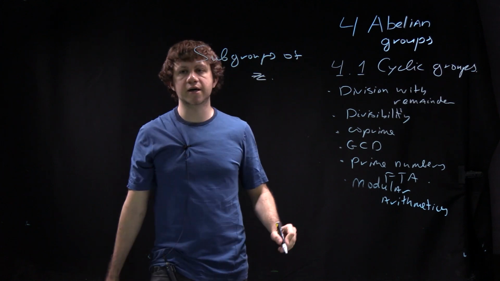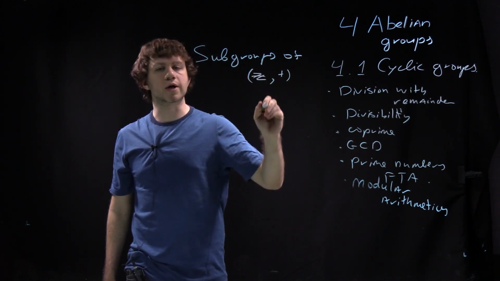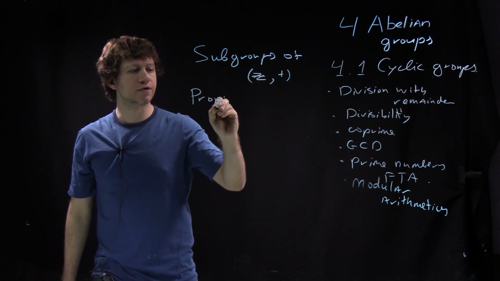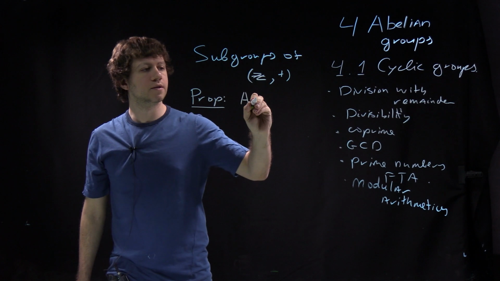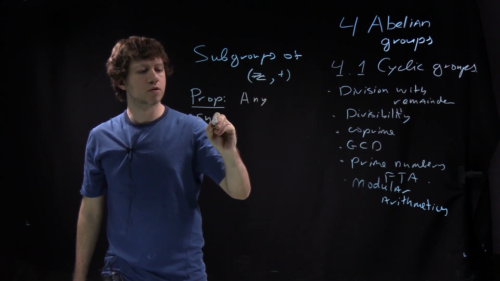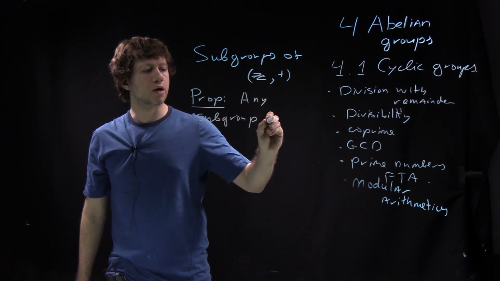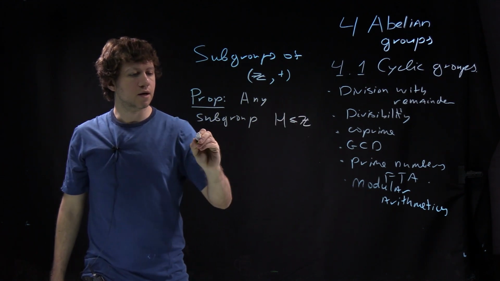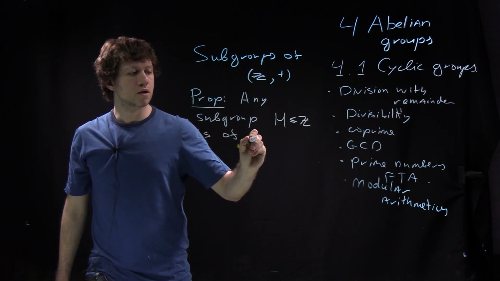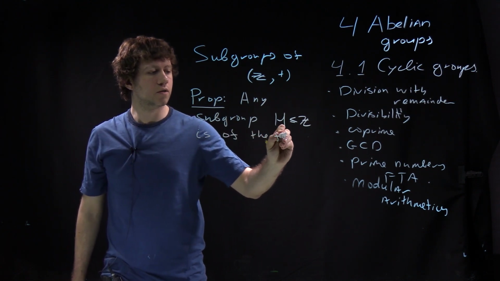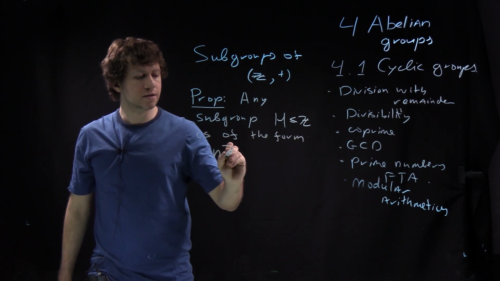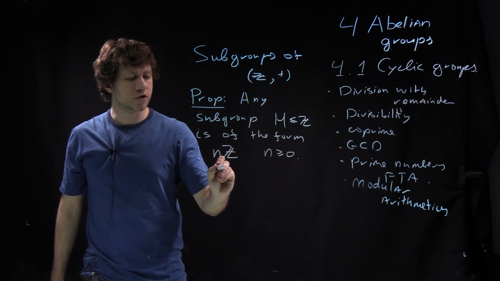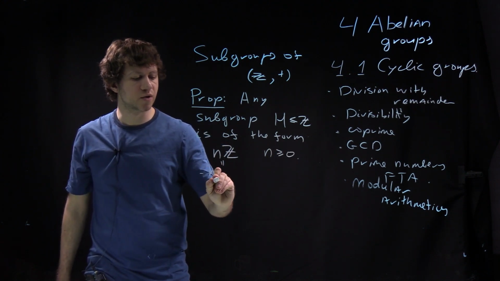And by Z, I mean, of course, Z as a group under addition, and the question is, what are all its subgroups? So, a little proposition, but a very important one, is that any subgroup H inside Z is of the form nZ, where n is greater or equal than 0, and of course by this I basically mean all numbers divisible by n.